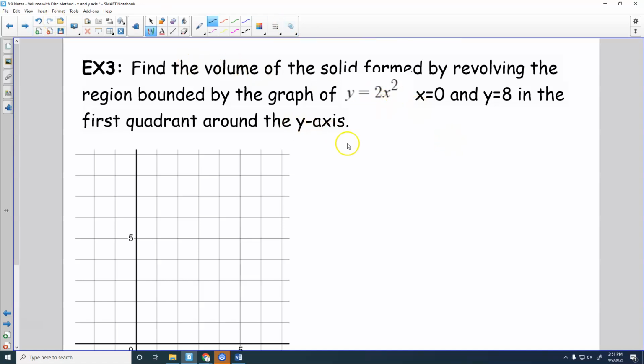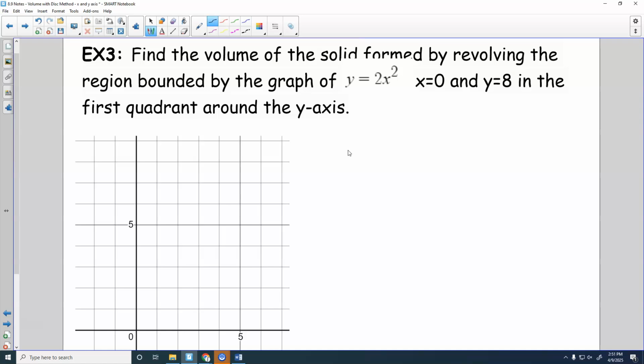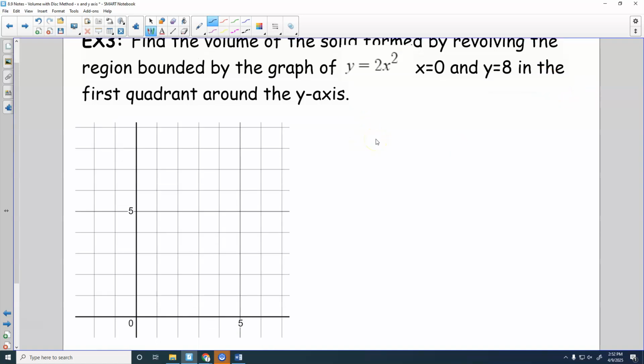Let's do one around the y-axis, because those are always a little bit more difficult. We've got the volume of the solid formed by revolving the region bounded by the graph of y equals 2x squared, x equals 0, y equals 8, in the first quadrant around the y-axis.